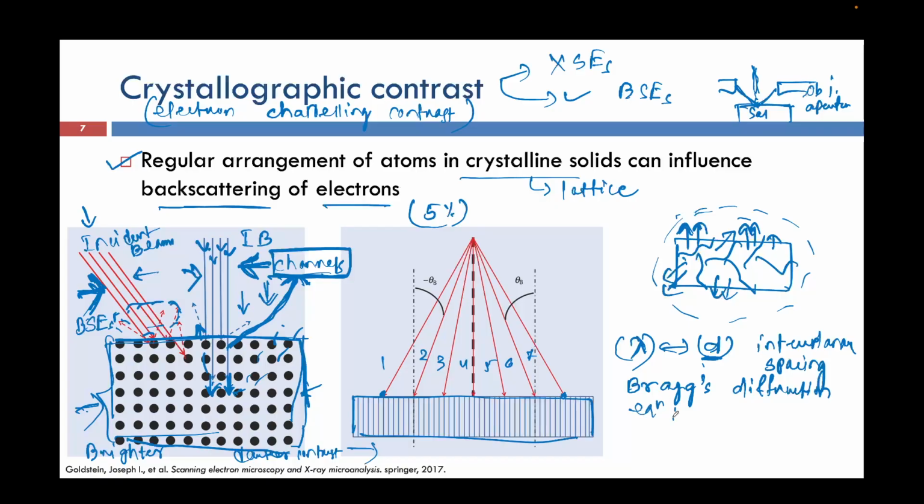We will study this Bragg's diffraction equation in XRD in the subsequent weeks. This equation tells us that n lambda is equal to 2d sine theta. I am writing theta as theta b, where theta b is the Bragg's angle. Lambda is the wavelength of the electron beam that is coming, and n is the order of diffraction.